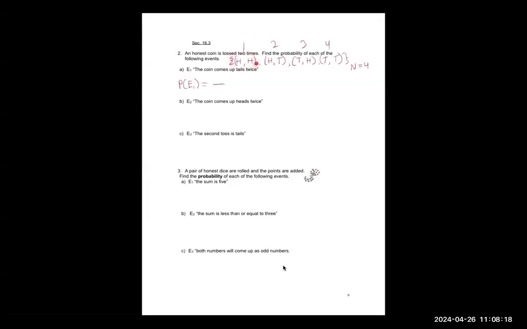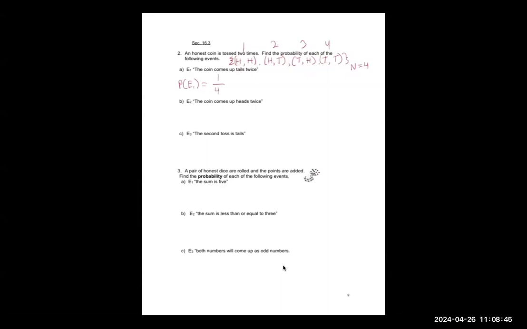So I look at the first one. No, that didn't happen. There's no two tails there. No two tails there. No two tails. It only happens in the last outcome. So there's only one of the possible four different outcomes for that. So we say the probability of getting tails twice is one out of four.